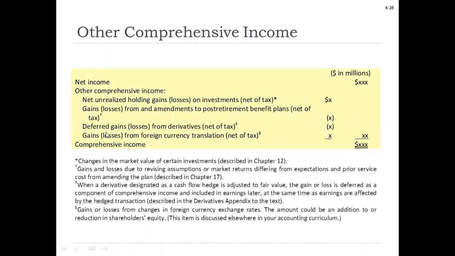This is either shown at the bottom of the income statement, or sometimes there's a separate statement of comprehensive income in the set of financial statements. So you don't have to know the details of these right now. Just be aware that there are these different adjusting items, I guess, called other comprehensive income.